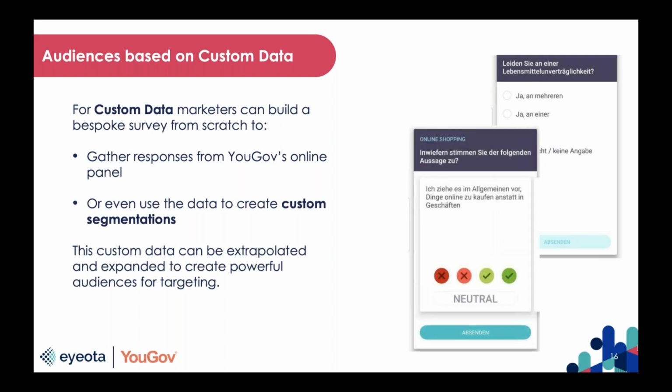The other bit that you can see here is the custom data. We can collect data from scratch if you don't find the right data in profiles, using our online panel to send a bespoke survey to them, or then even go a step further and create a custom segmentation for your client-specific needs. Also, these audiences can then be pushed to Eyeota and made available for targeting.